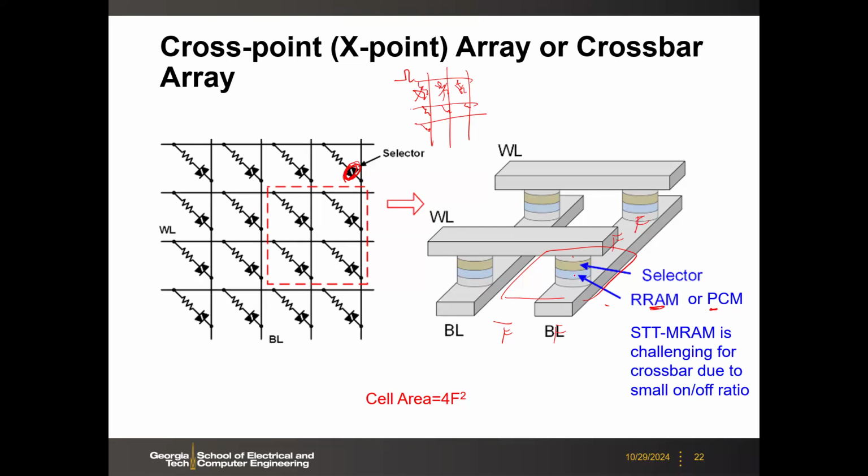So here you are going to integrate the selector and then the RRAM device in series and vertically. So this will be sandwiched between the word and bit line. So you can have this 4F square compact high density array.